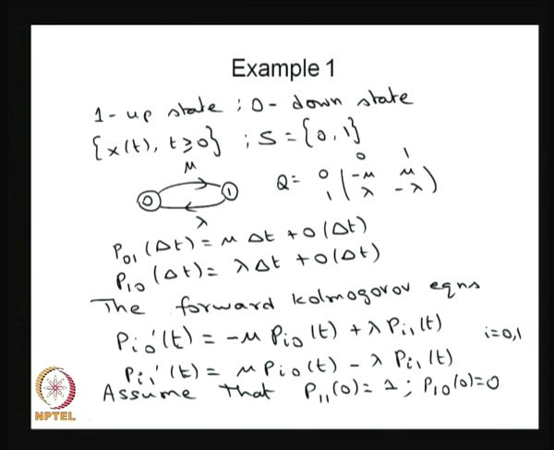We need an initial condition to solve these equations. So, I make the assumption that at time 0 the system is in the state 1. Therefore, the transition probability P11 of 0 is equal to 1. Since I made the assumption that the system was in the state 1 at time 0, being in the state 0, that is going to be 0. I need both of these initial conditions to solve the equation.